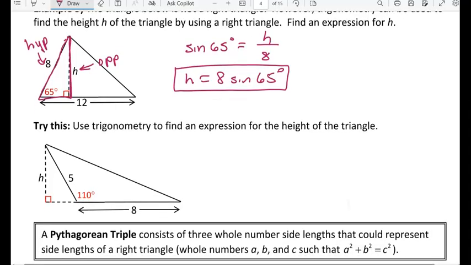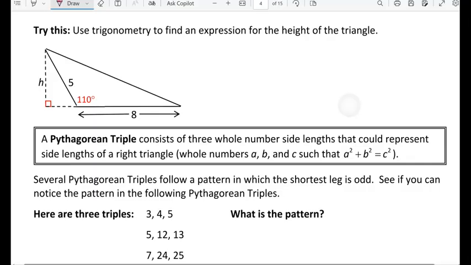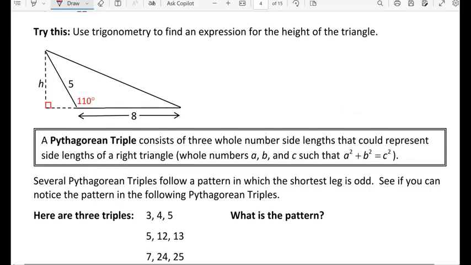All right, the one below is for you to try, and what I want you to notice here is our right triangle doesn't ever actually have that 110-degree angle in it. So first, find that missing angle and then use trigonometry to find that height. So pause the video while you try this one.